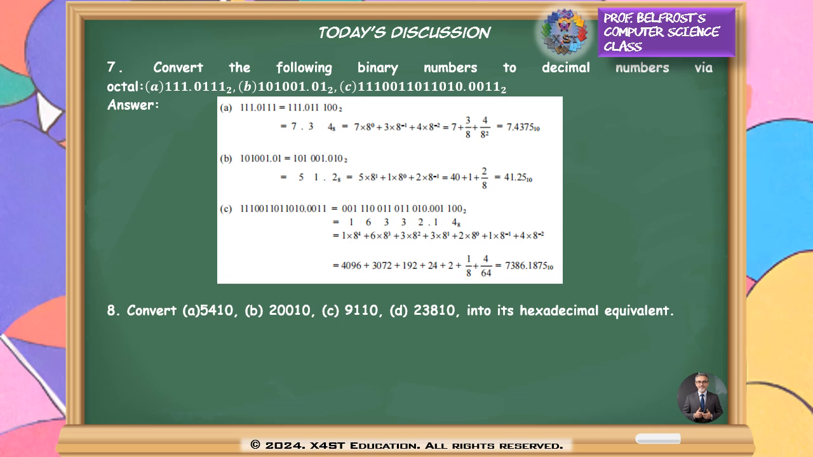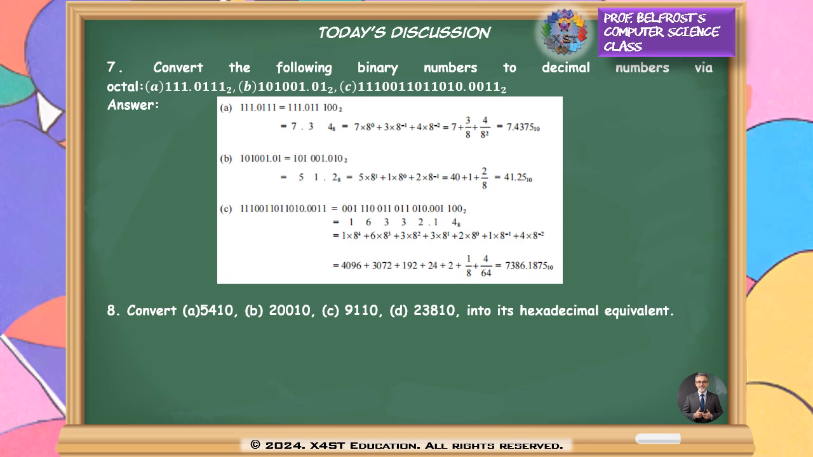For example, 111 is 7. And 0111, you need to make it in sets of three. So 011 and 100. That's how you do it. So 011 is 3, 100 is 4. So 7.34 in octal, then you just convert it into its respective decimal value by multiplying with 8 raised to the power of n. N is the position value, the weight of the digit. It's very easy actually. You just exercise a very basic thing like this.